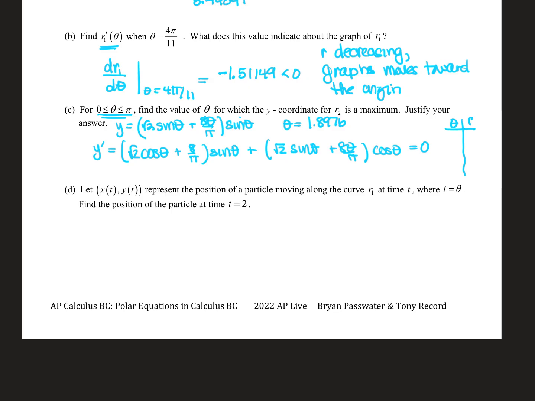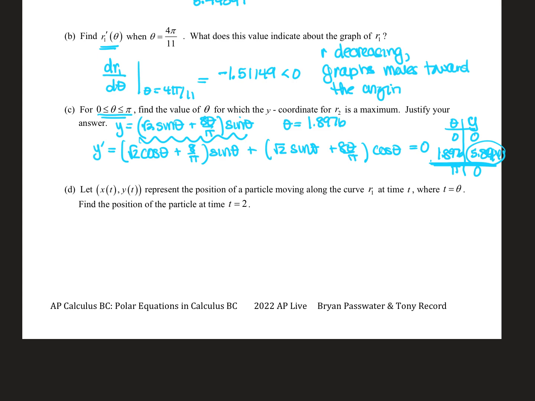So when theta is equal to 0 and pi, or this 1.8976, you're going to put it right back in here, and we're going to figure out which y value is the biggest. So here we get 0, here we get 0, and the middle one is 5.898442. So this is a maximum y value at theta equals 1.89.